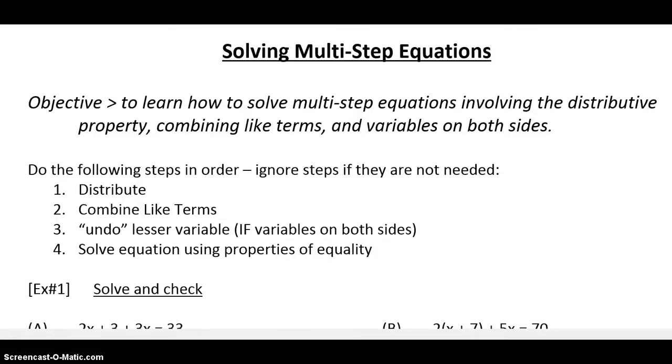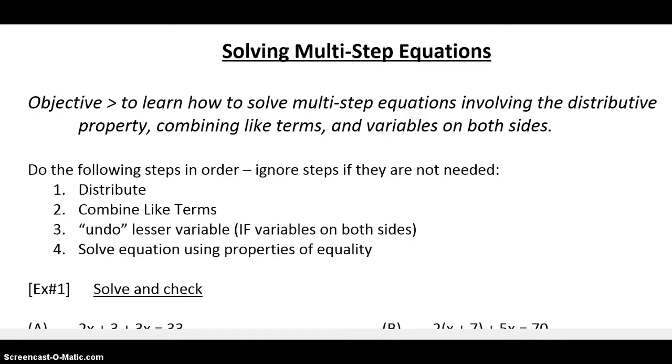Okay, class, today, if you'll look at the blue packet, look for the solving multi-step equations. So we have solved 1- and 2-step equations. We've learned to distribute and combine like terms, and today we're putting all of that together to solve harder equations. It's still following the same pattern though.